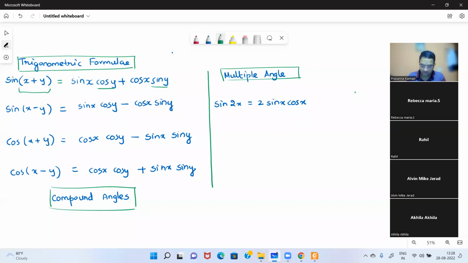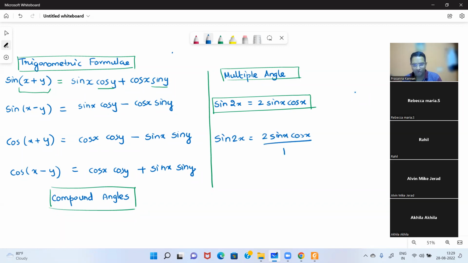This is one which we'll be using very often in trigonometry. Now one more variation of this formula. I will tell you how you can get it. Divided by 1, is it okay? No problem dividing by 1, right? This 1 I can write as sin square x plus cos square x, or cos square x plus sin square x. I'm just writing this 1 as cos square x plus sin square x. Is it fine?